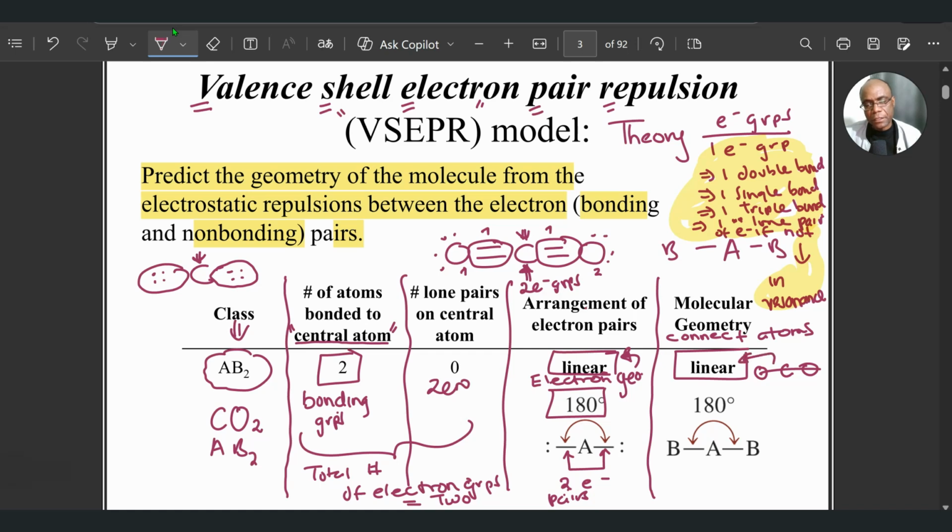That's linear. For electronic geometry, you count the electron groups, the bonding electrons or lone pairs. So there are only two. You see the electron groups are in a straight line. So again, it's linear. 180 degrees is dictated by the electronic geometry. And also hybridization, we'll learn about that.